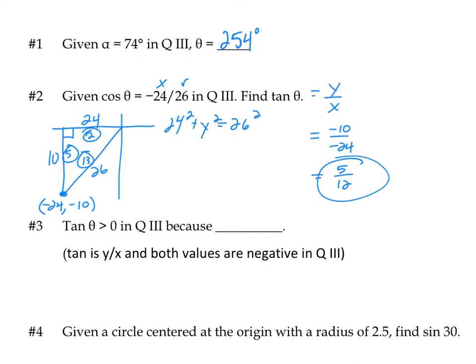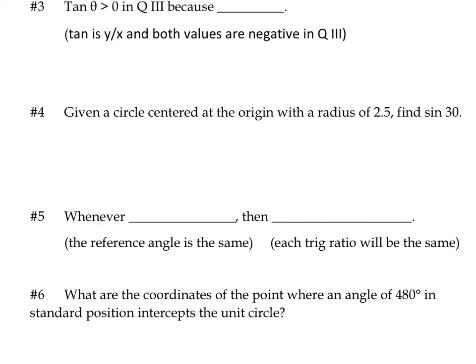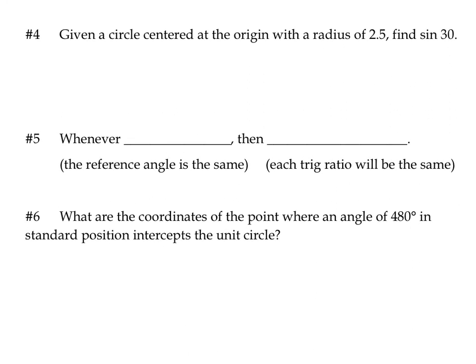All right, now we move to number 4 here. Given a circle centered at the origin with a radius of 2.5, find sine 30. It does not matter what the radius is. We can use the unit circle to know this same ratio. So we have a 30-degree reference angle here. Okay, if that's 1 half, because the short leg's half the hypotenuse, and then times the square root of 3, so 1 half times the square root of 3 is square root of 3 over 2. Sine is y over r, it's the y value, so sine would be 1 half.